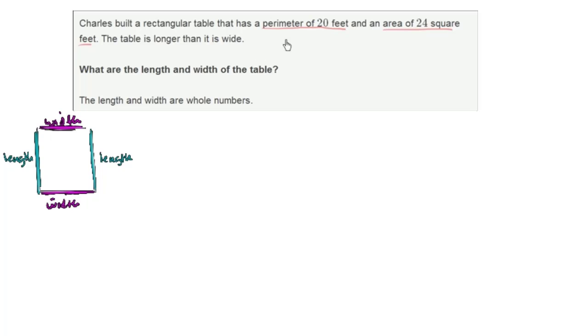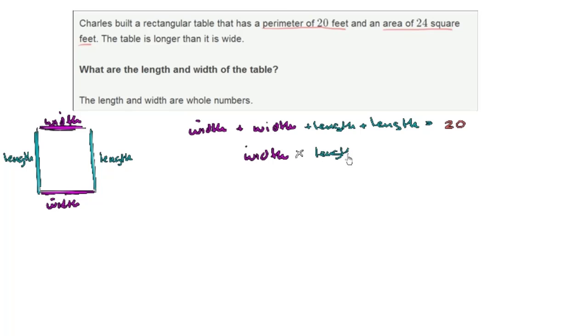Now they tell us that the perimeter is 20 feet, which is another way of saying that the width plus the width plus the length plus the length is equal to 20. And they tell us that the area is 24 square feet. That's another way of saying that the width times the length is going to be 24. So we could write that down: width times the length is going to be equal to 24.